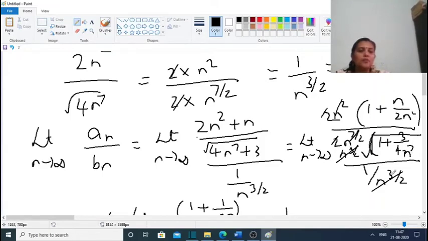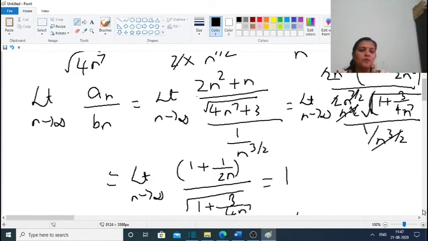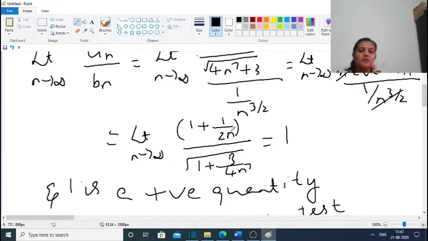So and bn is 1 by n raised to 3 by 2. Now we can cancel the terms. 2 cancels, n square by n raised to 3 by 2, this becomes n raised to 3 by 2, and we can cancel with this n raised to 3 by 2. So all n raised to n power terms cancel. So only that in the new bracket terms, limit n tends to infinity 1 plus, here one n cancelled, what remains is 1 by 2n plus 1 by 3 by 4 raised to n raised to 7. So these terms all become 0 as n tends to infinity, what remains is 1, and 1 is a positive quantity.